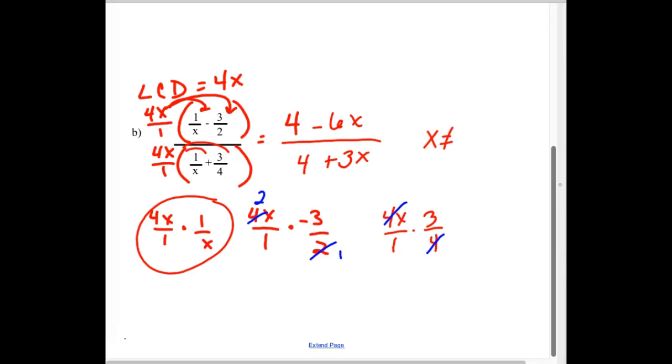Restrictions. What would we say x can't be? Again, go back to the original problem. X can't be 0. And in my final answer, x can't be what?